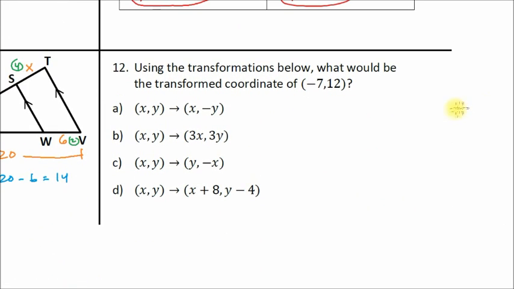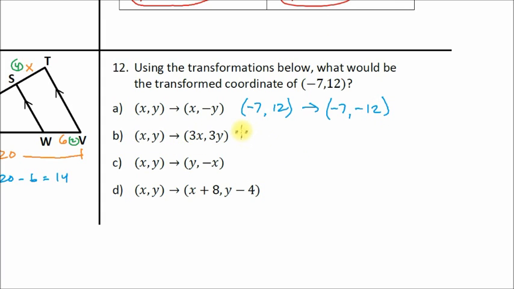Last question on this video, question number 12. Using the transformations below, what would be the transformed coordinate of negative 7, 12? Well, let's take a look at our transformations. For this one, we're just going to take our negative 7, 12, and plug it into this transformation. X doesn't change, so it stays negative 7. Y flips the sign, so y becomes negative 12.